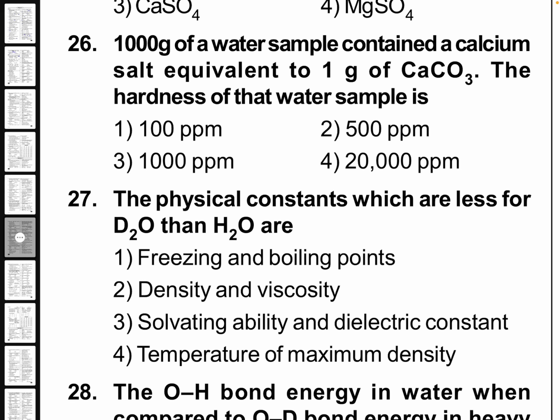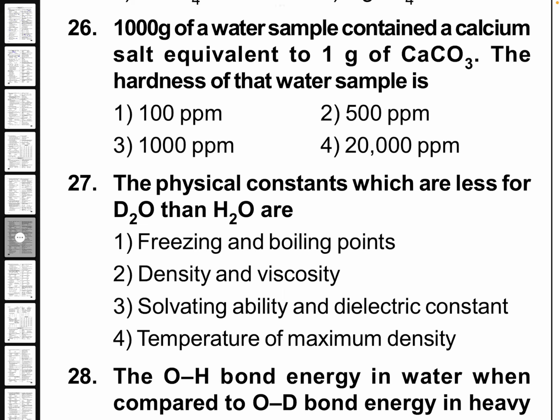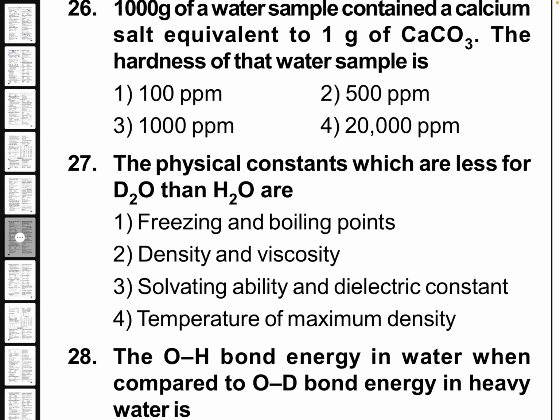Done. 26th question. 1000 grams of water sample contain a calcium salt equivalent to 1 gram of CaCO3. The hardness of that water sample is, take 1 by 100 into 10 power 8 by 1000. So it will be 1000.